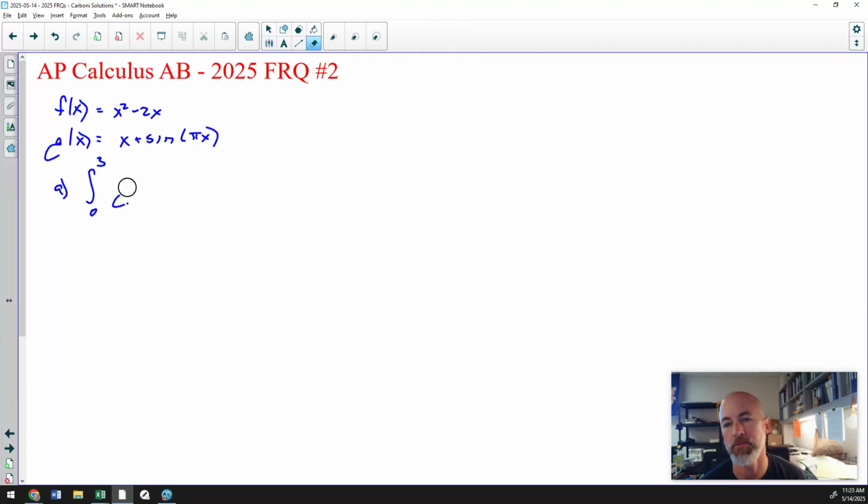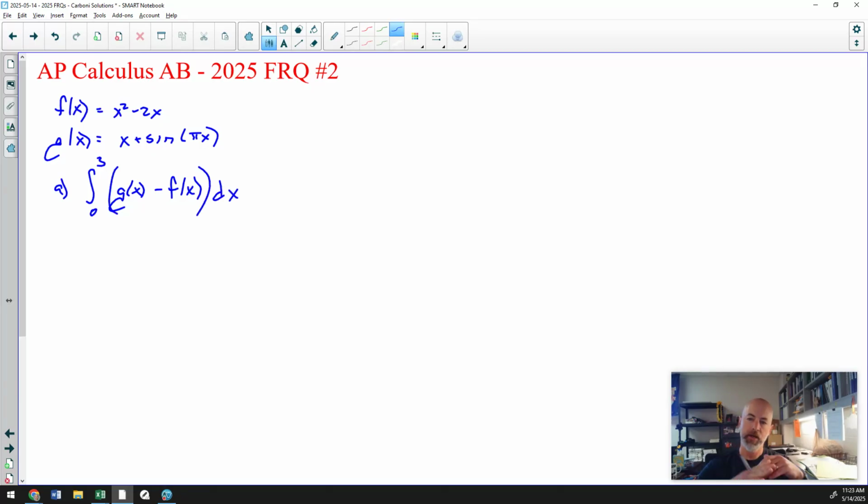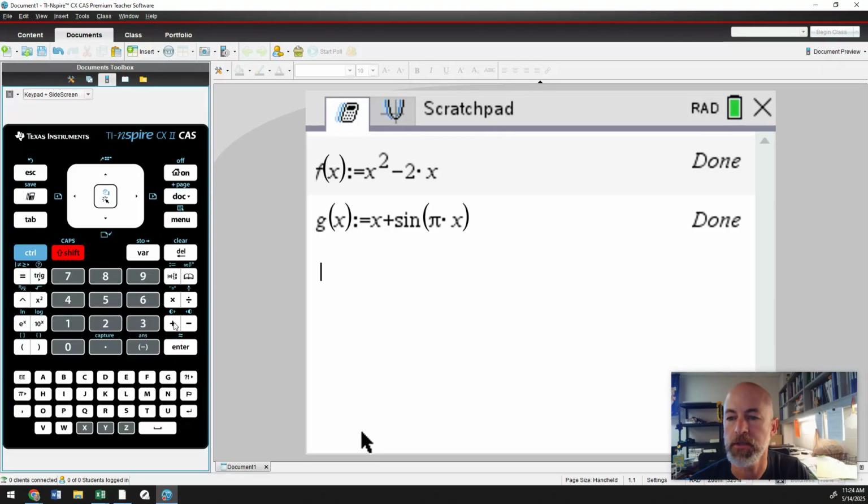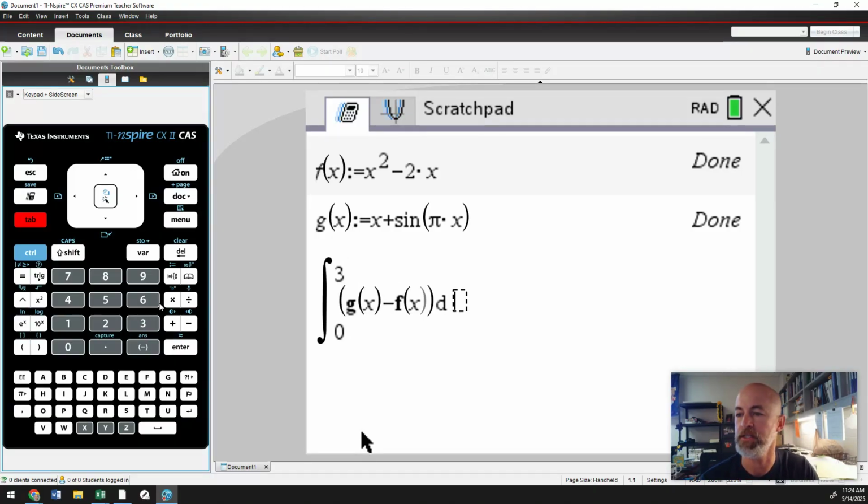So it's going to be g of x minus f of x dx. And the gods of math would prefer you to write that as the entire difference times the dx. AP readers generally don't count off for that, but why tempt fate? So I'm going to punch that in the calculator. 0 to 3 of g of x minus f of x dx.